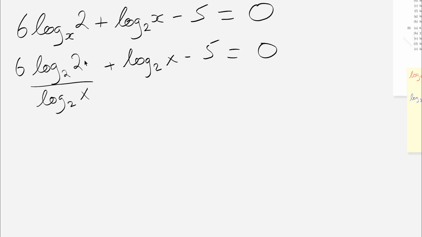Now, log to the base 2 of 2. That has a numerical value. Log to the base 2 of 2.